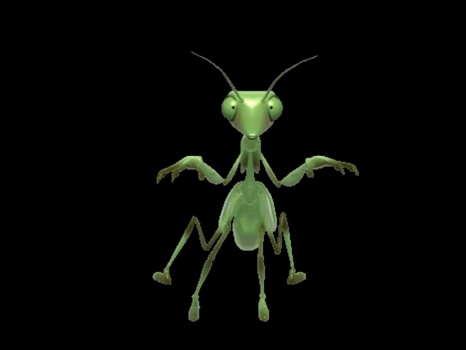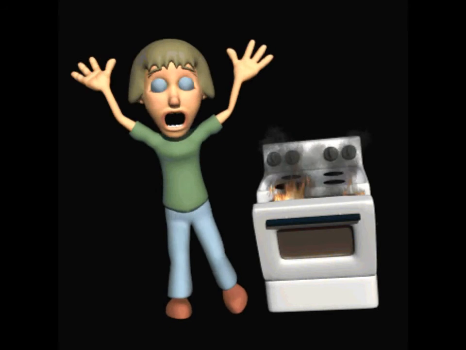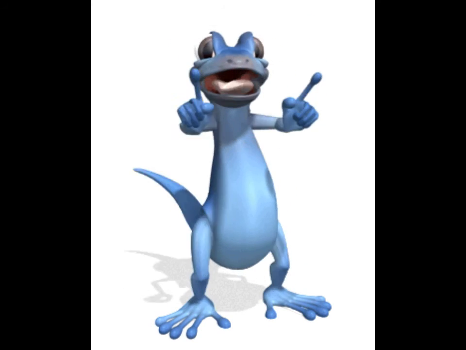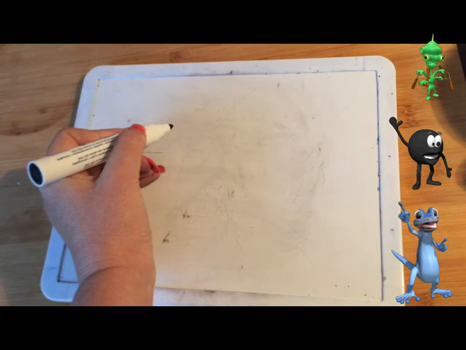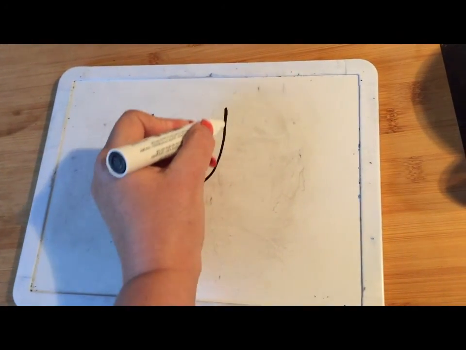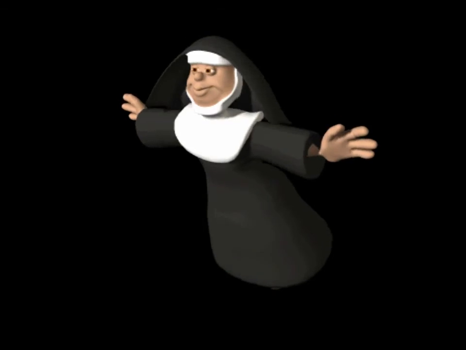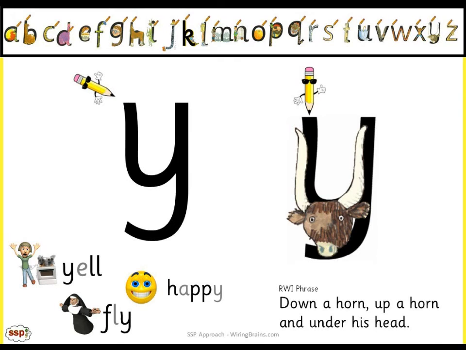Are you ready? Y, yell, E, happy, I, fly. Y, E and I. In the yellow level, this is a picture for three speech sounds. Y, yell. E, happy. I, fly. Let's draw it.